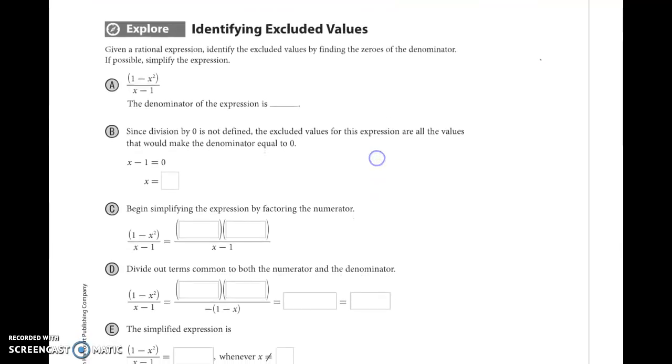And the first thing we're going to do is identify excluded values. So given a rational expression, identify the excluded values by finding the zeros of the denominator. So it says, if possible, simplify the expression. So for starters, it wants us to identify the denominator of the expression. So looking at our denominator, we have x minus 1.